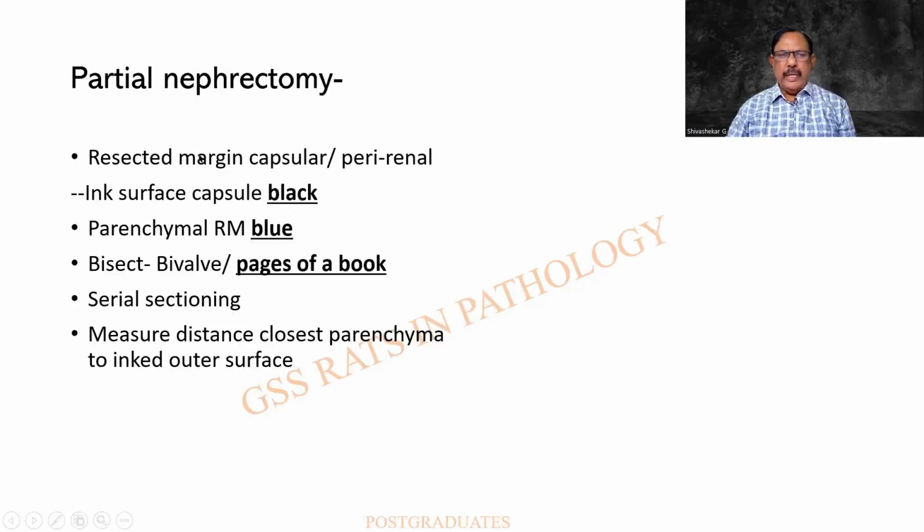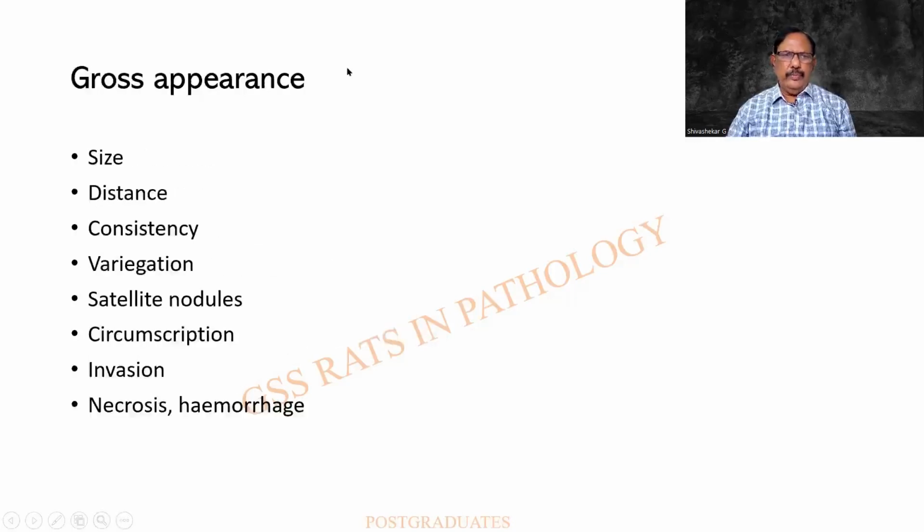And whether it is partial or a total nephrectomy, it has to be cut from the lateral to the medial, just like bivalving it or separating it, as slices of a book. In the case of a large tumor, it has to be cut parallelly to permit enough fixation. And this measurement, as I told you, is important, closest to the surrounding tissue.